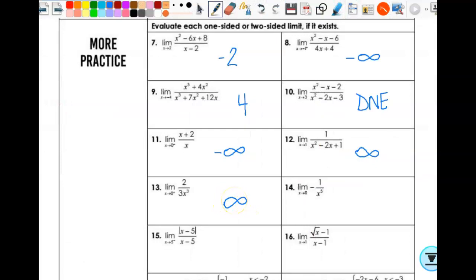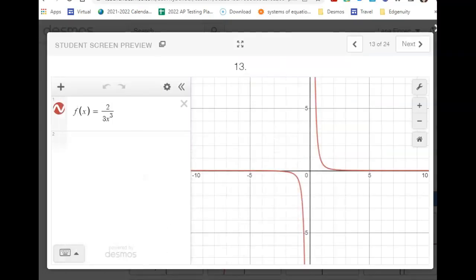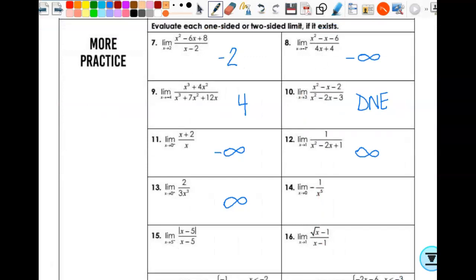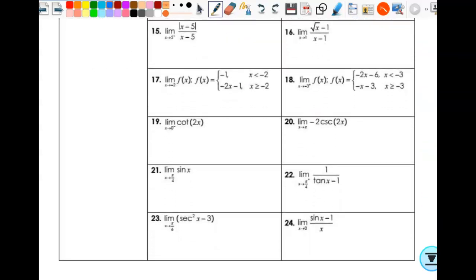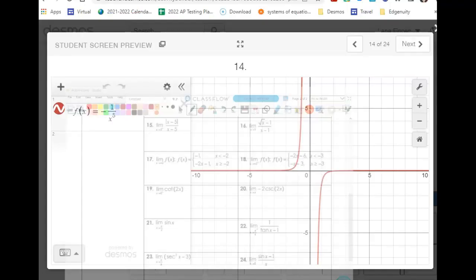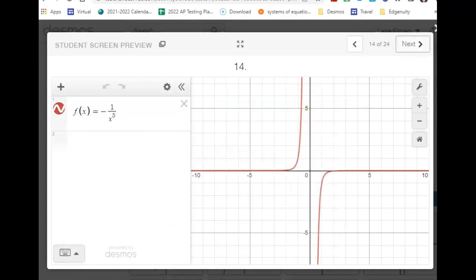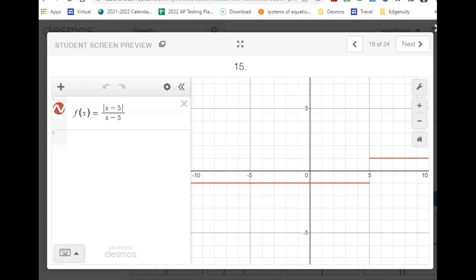And then the next one is just the limit as x approaches 0. What's that? Does not exist. Number 15, the limit as x approaches 5 from the left. And this one is absolute value, but you don't have the little weird hook things. I don't know why. But we're going for as we approach 5 from the left. What's my answer? Negative 1.